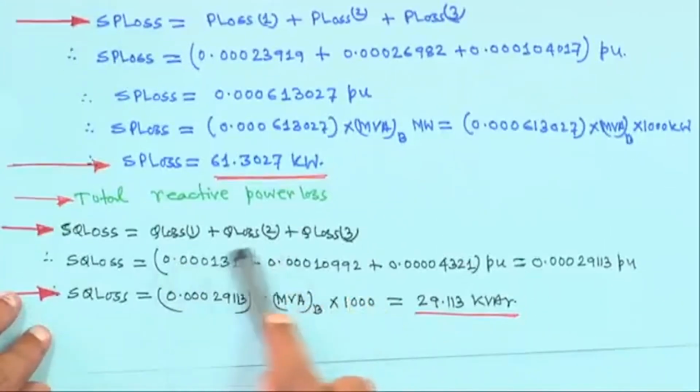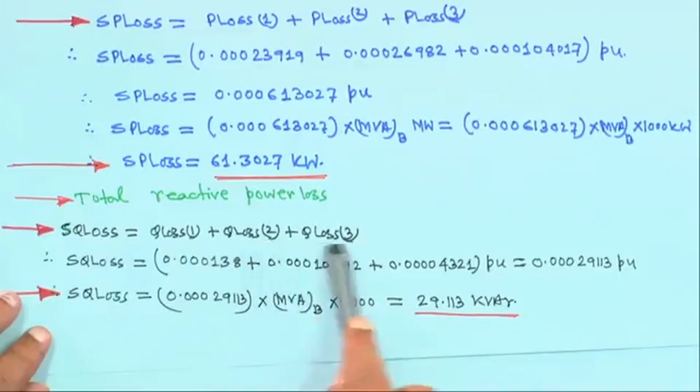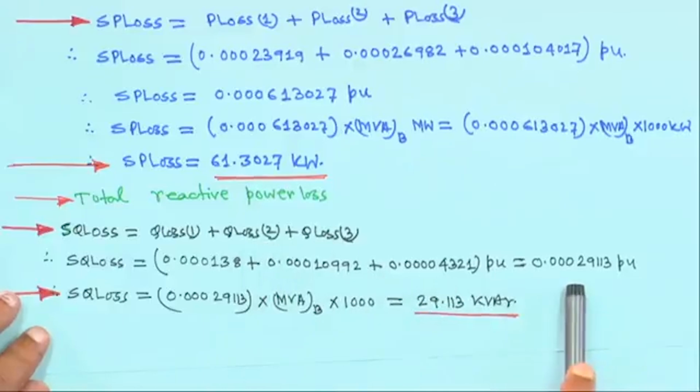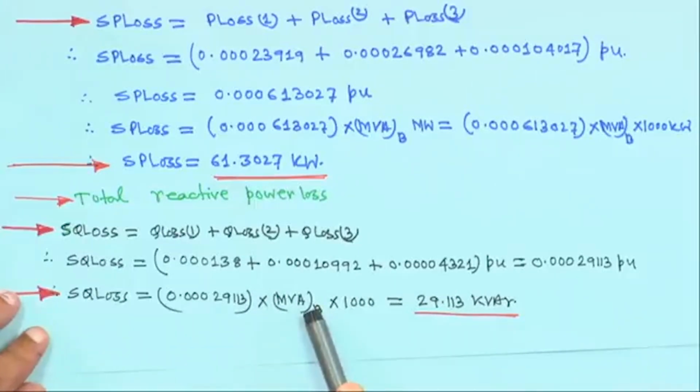Similarly, for Q loss, it is Q loss 1 plus Q loss 2 plus Q loss 3. Sum it up, and then multiply by the same MVA base into 1000; your MVA base is 100. So, it will become 29.113 kilowatt.